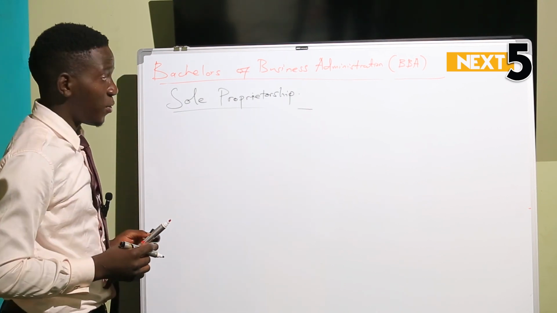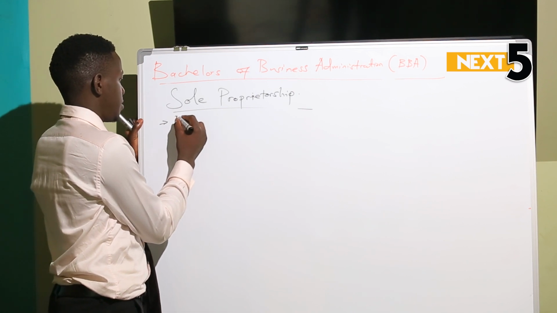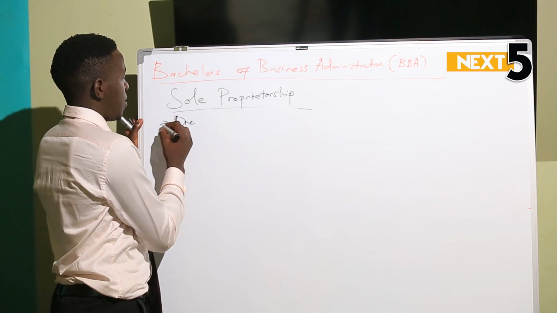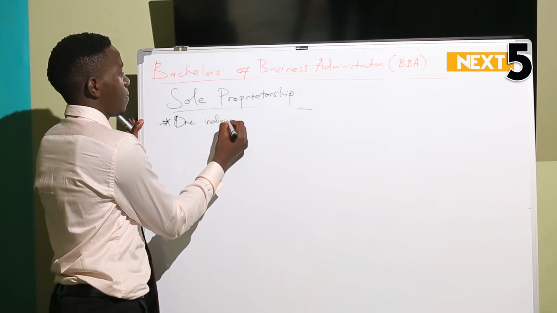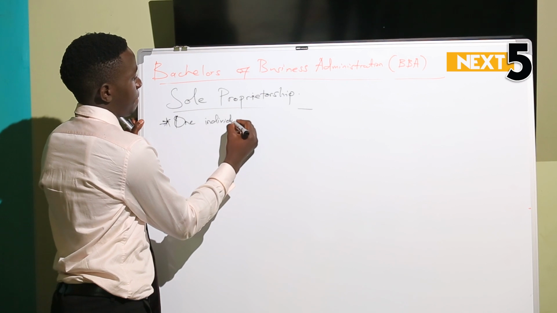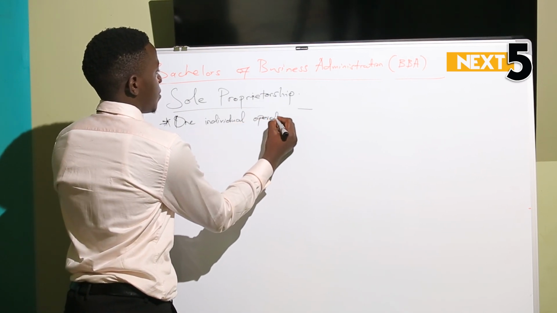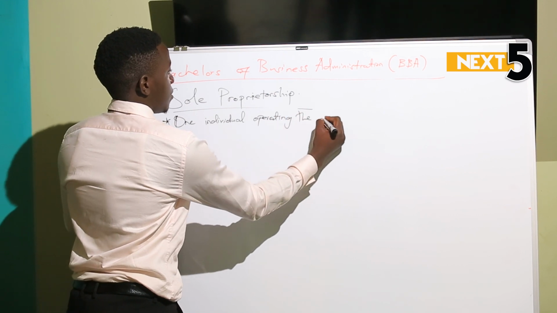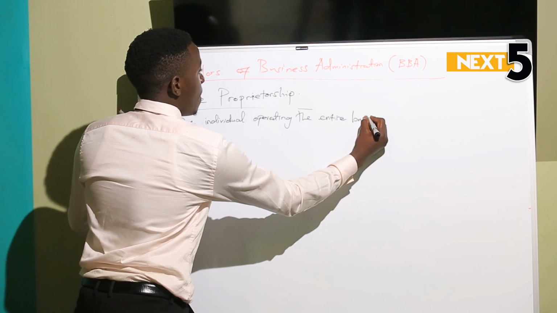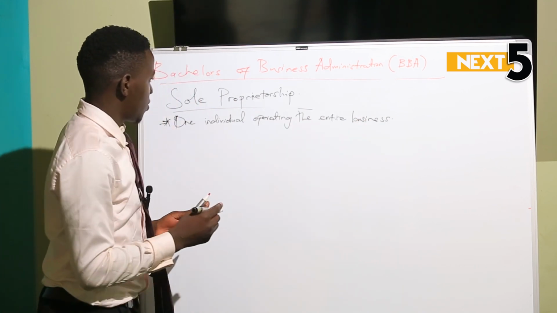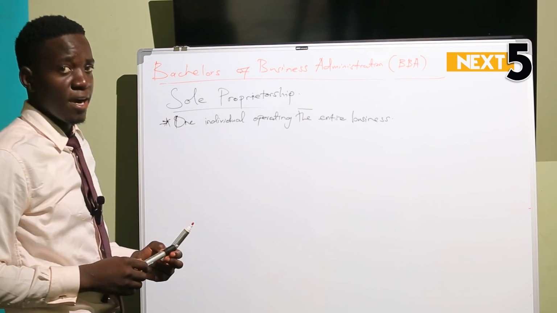So as I explained before, sole proprietorship is always to work with only one. I want us to note the key points here. It is only one individual operating the entire business. So under this, we find that we're only having one individual operating the entire business.